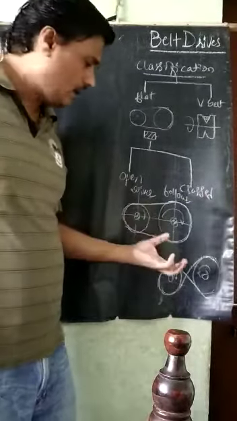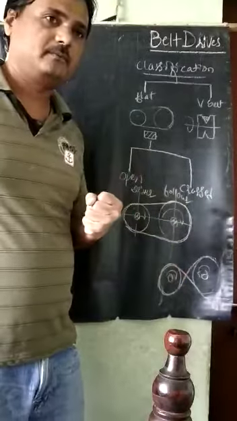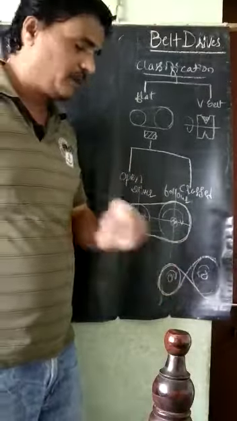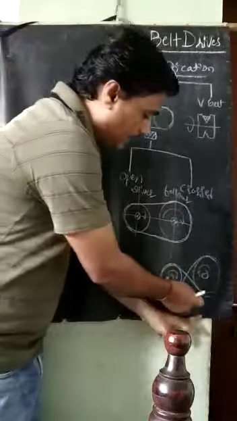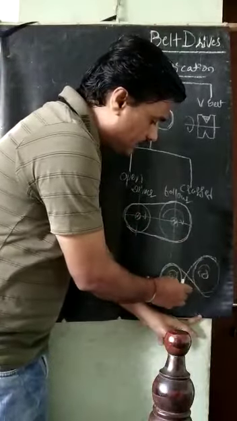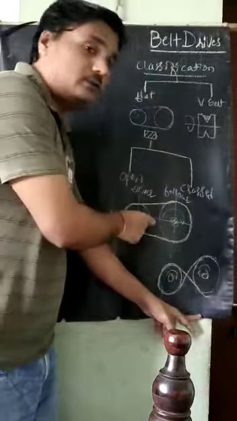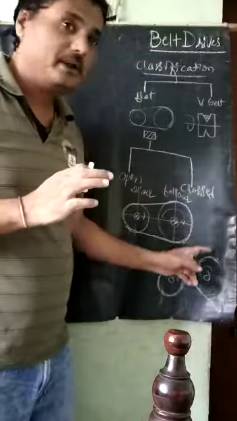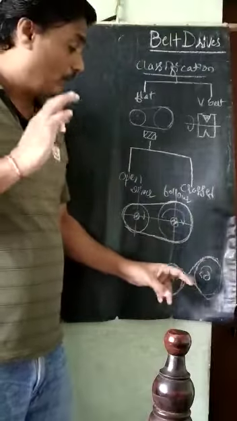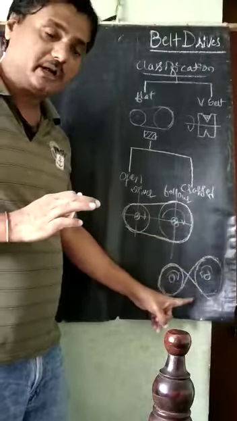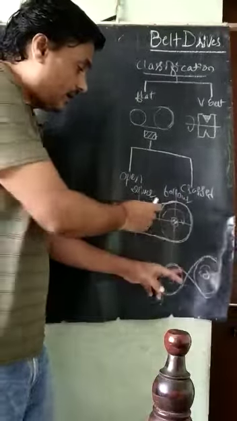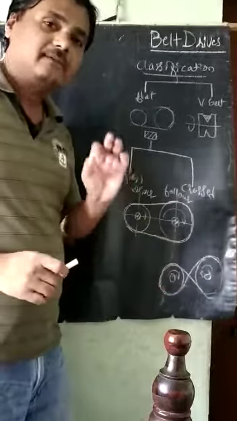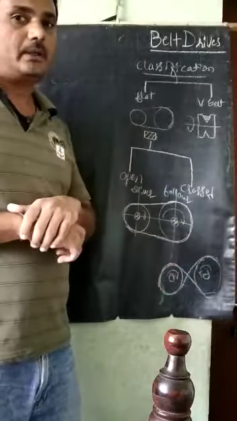What are the advantage and disadvantage of this? The advantage of the crossed belt drive is that the belt is in contact with the pulley more compared to the open belt drive. Therefore the angle of contact of the belt with the pulley is more in the crossed belt drive, and the angle of contact is less in the open belt drive.